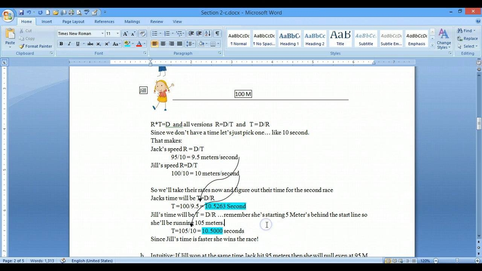Now let's compare. Who ran to the finish line the fastest? Jill still won by, in this case, 0.263 seconds. So she wins no matter what. Now, why is that? She started 5 meters behind. Let's move on to the second strategy.